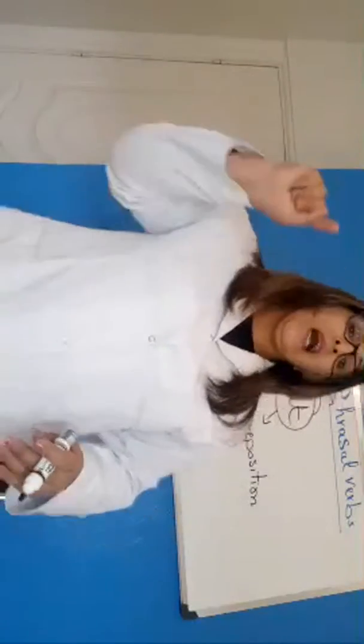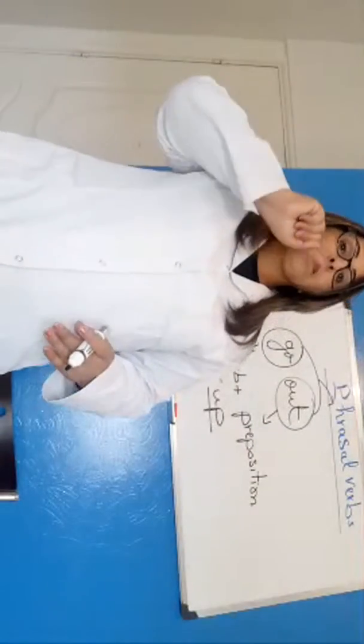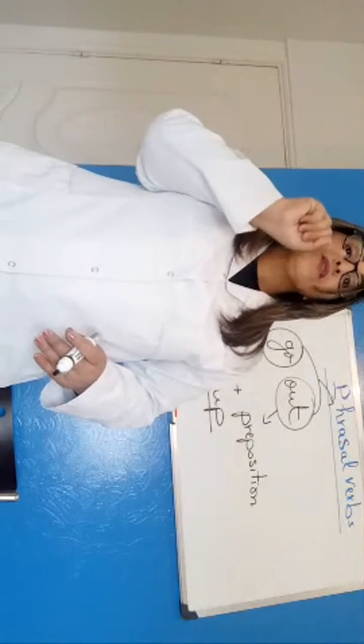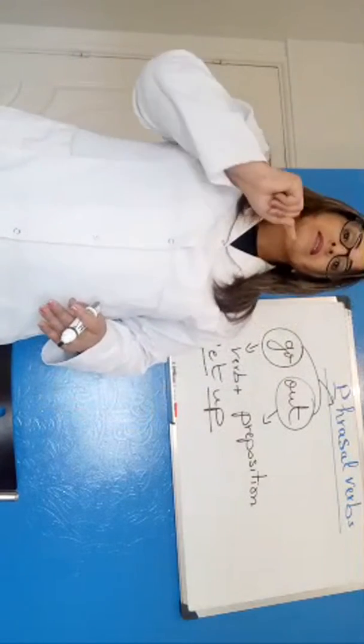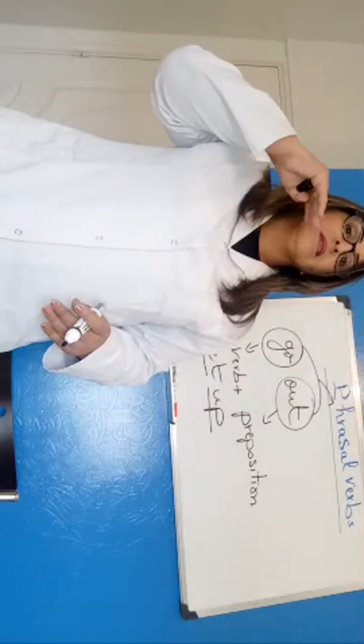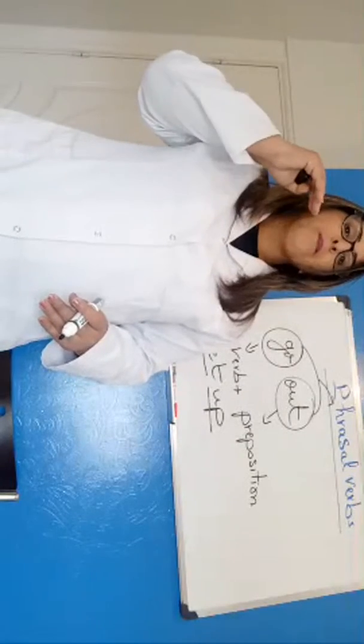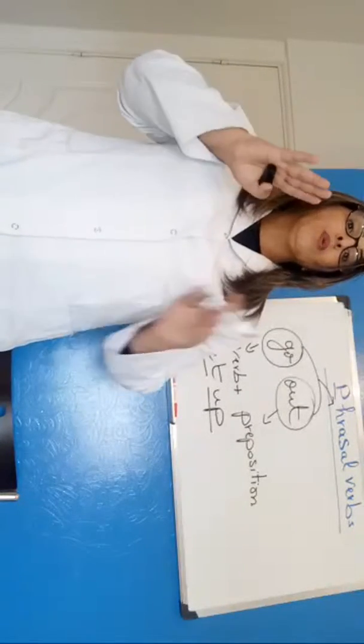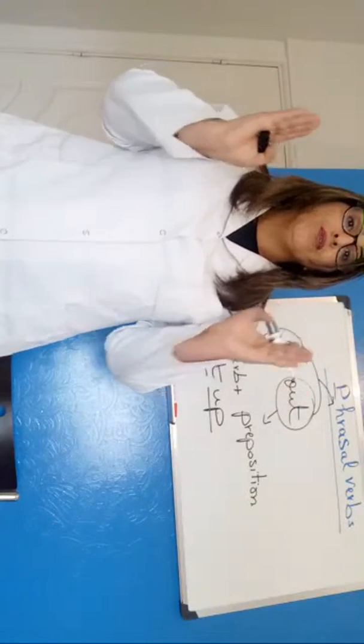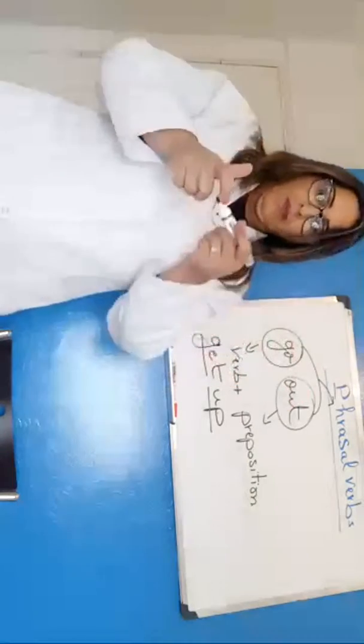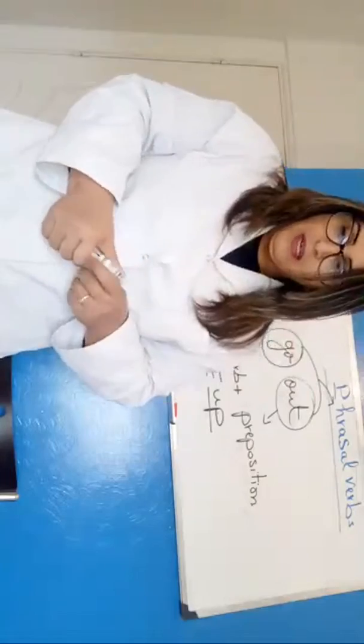So sit down, we have a verb plus preposition down. This is a phrasal verb. Stand up, we have stand, a verb. Up is a preposition, so we have here a phrasal verb. Now, let's see another example.